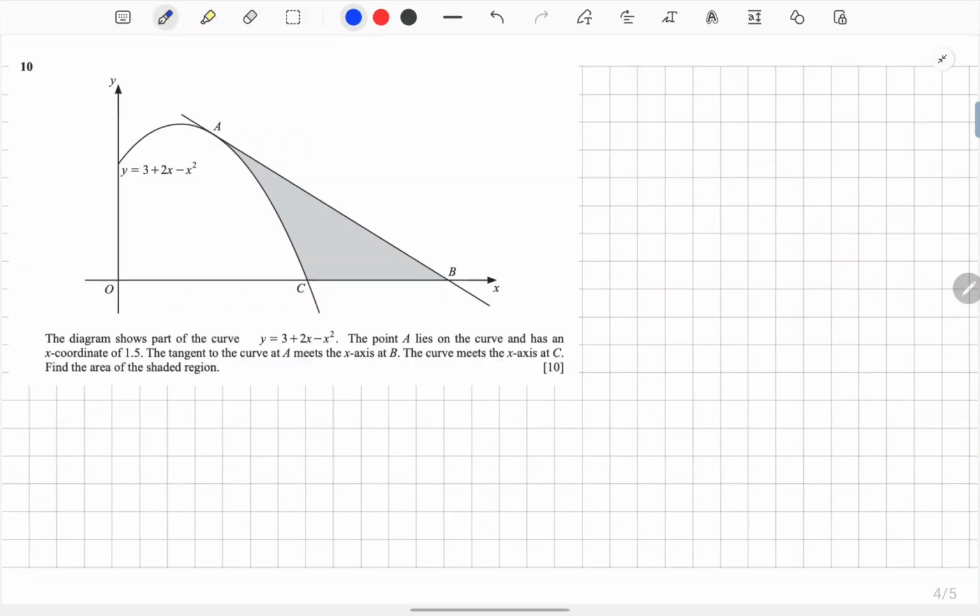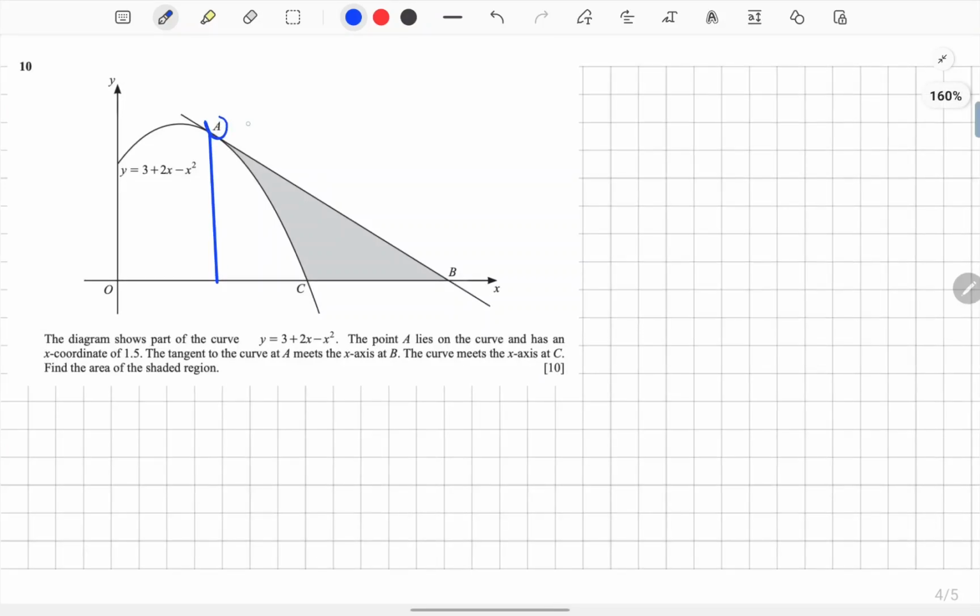This is a 10-mark question, so expect it to be complicated. So we will integrate from point A to point B, but we don't know yet the function of the straight line, so that's what we have to do first.